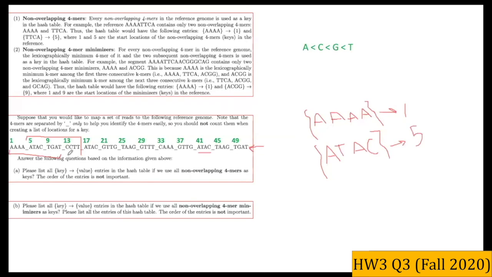Now, what are the next 3 k-mers? So we will take starting from the 3rd, 4th, and 5th k-mer, which are these. Now the first one starts with T, the second one starts with C, the third one starts with A. So basically the minimizer will be the third one. So do we have it already stored? Yes, it's here. So we need to append here 17 next to it. Now we proceed to the next iteration where we start from here all the way to here.